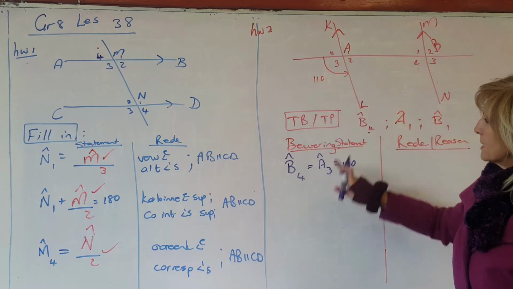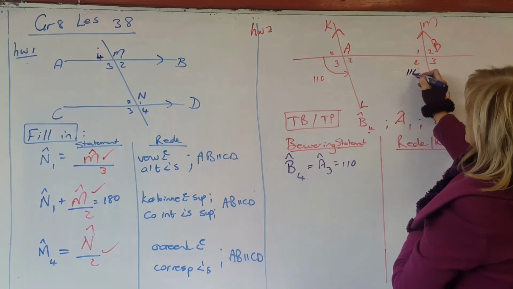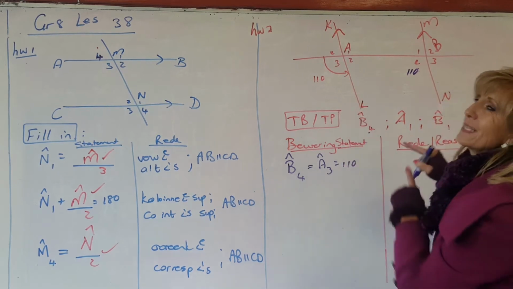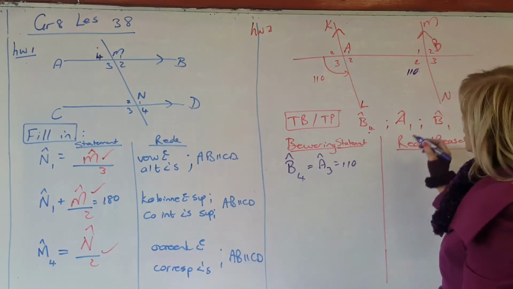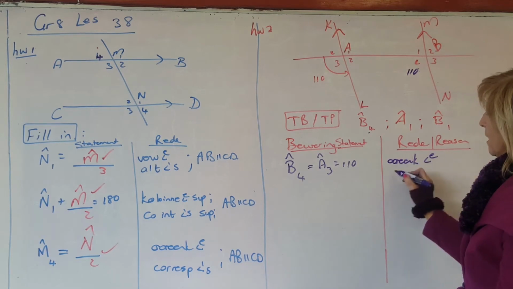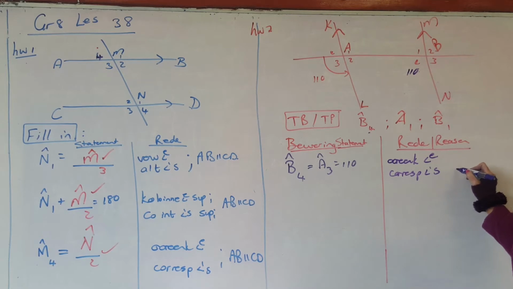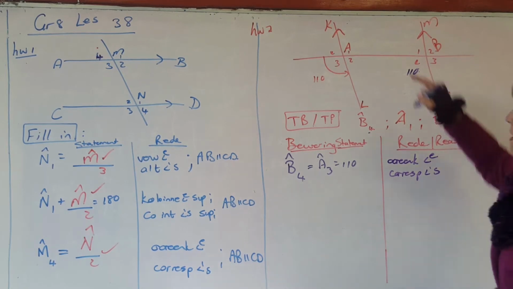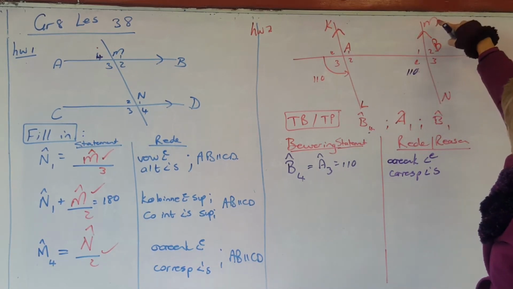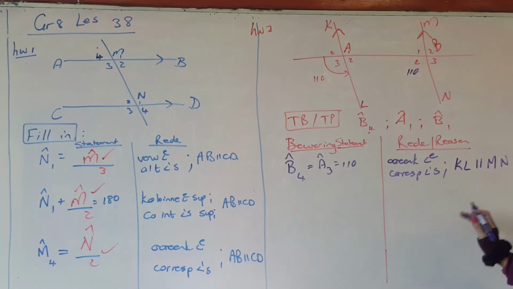B4 en A3 is gelyk aan mekaar, want what is my reason that they are both 110? Because they sit on the same place, dieselfde plek. So dit beteken ooreenkomstige hoeke. They are corresponding angles. En moenie vergeet om by te skryf nie, wat is die lyne? KL en MN. KL parallel to MN. Dit moet daarby wees, anders kan jy nie punt nie.